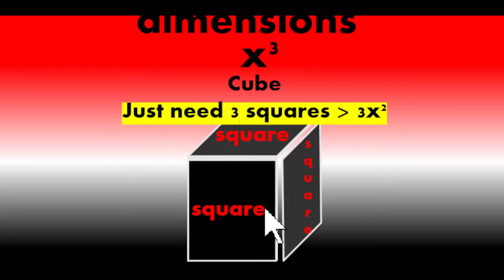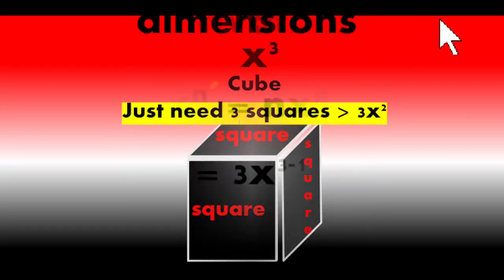Now, a cube is made up of six squares. You only see three because the other three are in the back. So it's a cube, x to the third power, but it takes three squares. The other three are mirror images, so you don't need them. Forget about them. Just need three squares to define it. Keep that in mind.